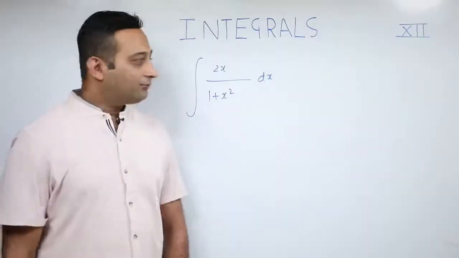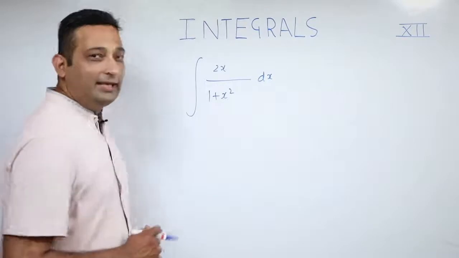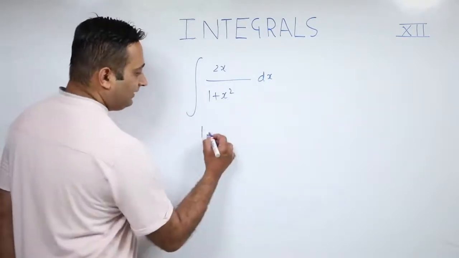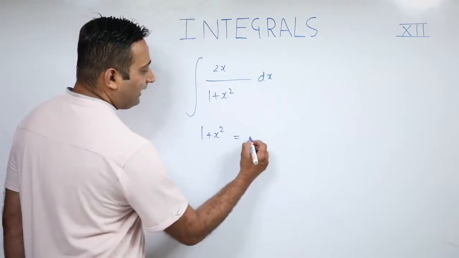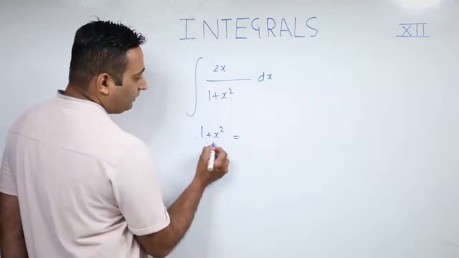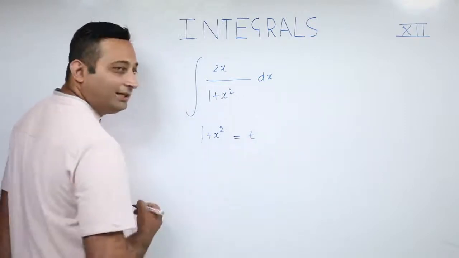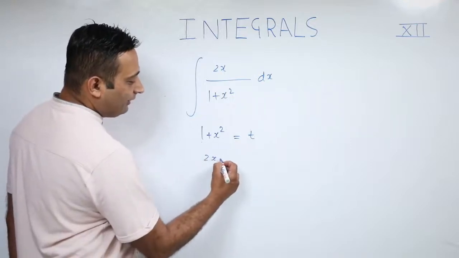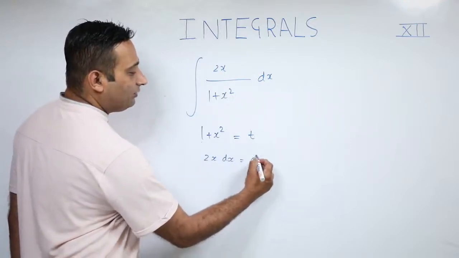In this question we can see there is a denominator present, and we'll always try to substitute the denominator as t because we don't know the direct integrals of the denominators other than the linear functions of x. So 1 plus x square, let it be t. So derivative of 1 is 0 and the derivative of x square is 2x dx is equal to dt.